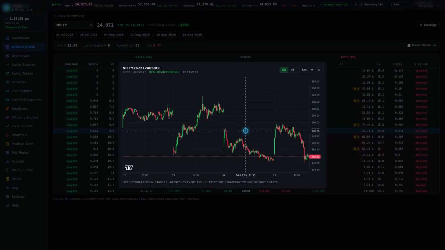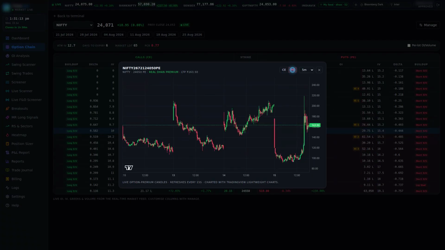Inside the chart there are 2 controls that matter. First, C and P. I'll flip between them, the call side, then the put side, the same strike, both premiums. When you are deciding whether to buy a call or a put, this shows you which side is actually trending instead of guessing from the index. Second, the time frame. I'll drop it to 15 minutes and then up to the hourly.